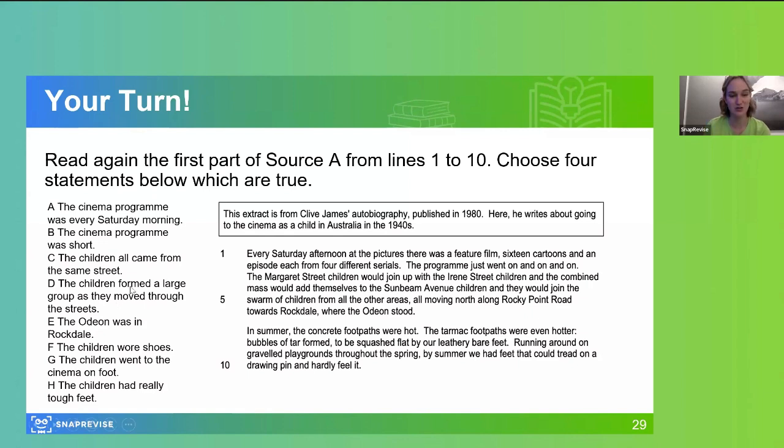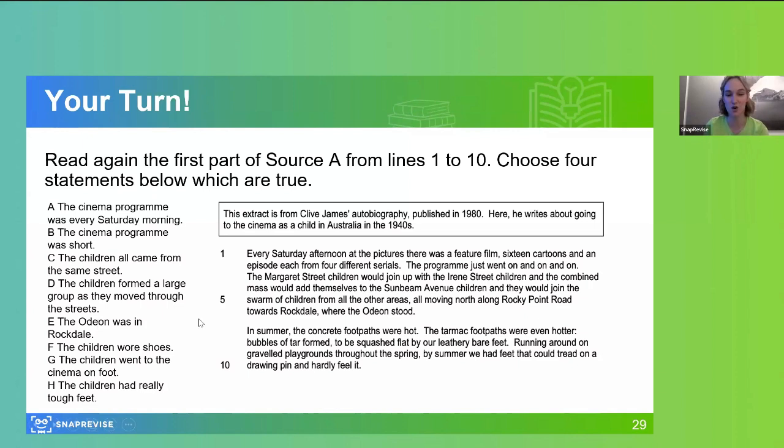Statement D, the children formed a large group as they moved through the streets. Is that true or false? There is a specific word that tells you exactly whether that is true or not. Exactly, yes. So D is true. You know that by the fact that the writer has chosen the word swarm. A swarm of children tells you that they did form a large group.